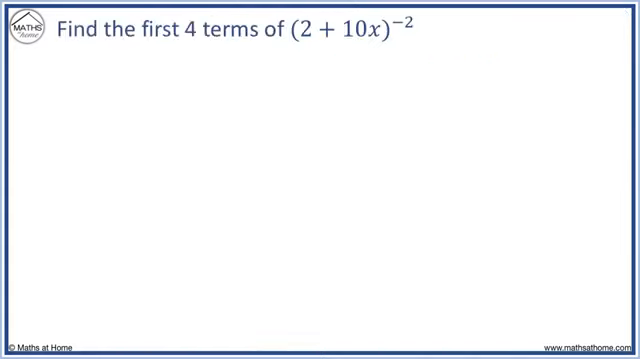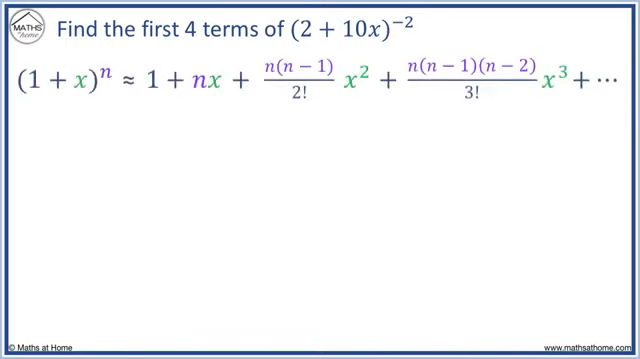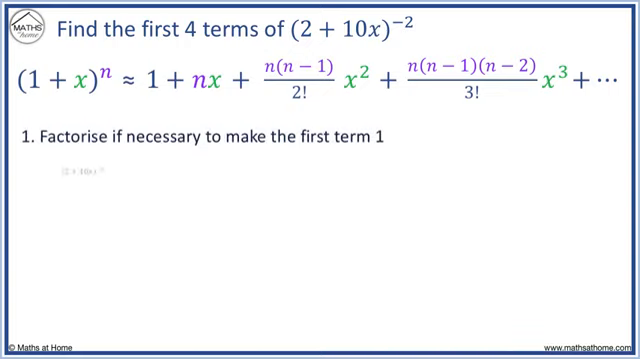For example, find the first 4 terms of (2 + 10x)^-2. We always refer to the series expansion shown. Step 1. We have a 2 as the first term, and our rule only works if we have a 1 as the first term. We must factorize the 2. Doing so, we now halve the bracket to get 1 and 5x. Notice we still have 2 to the power of -2. We always need to remember to raise this factor to the power as well.